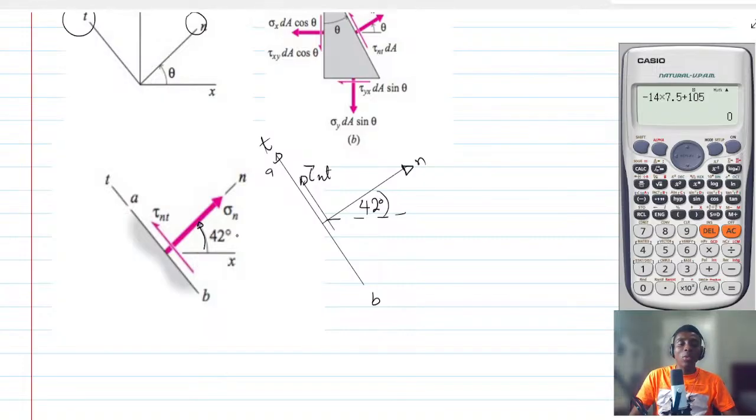Now what we are going to do is that we will use the stress transformation formulas. But first of all, how do I get the normal? The formula for the normal is given by, let me write the formula and then we use it together.